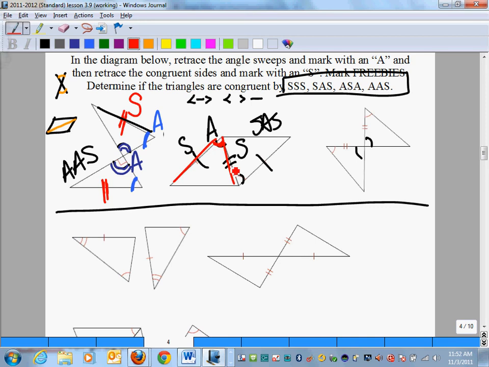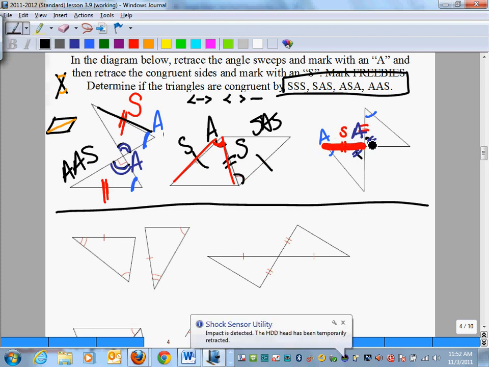Last one. We have a pair of angles. Then we have a pair of sides. Then we have another pair of angles. This side is squeezed between the two angles, so this last one's ASA.